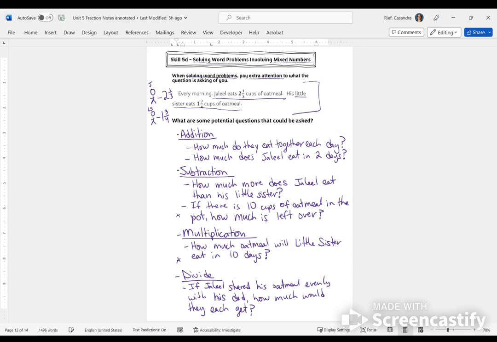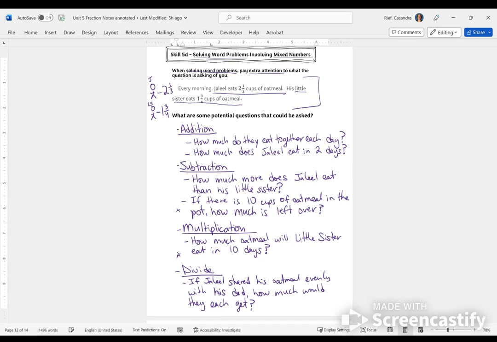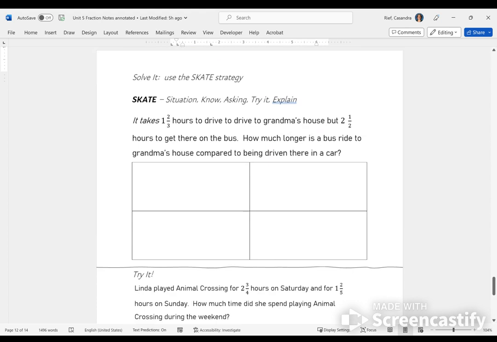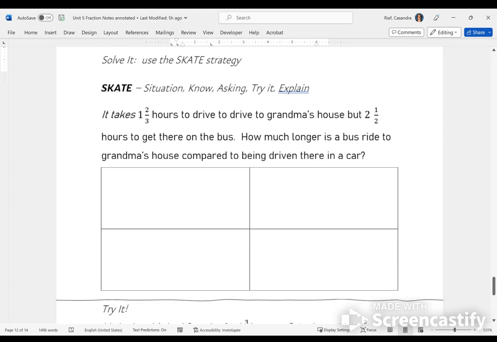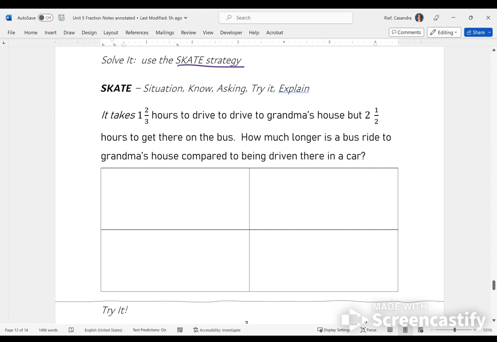The reason I bring this up is because it is crucial when you look at a story problem that you identify exactly what it is you're being asked to do. So let's take a look at an example, and to help make sure we don't miss the point of the problem, we are going to use the SCATE strategy. If you've been in my class, you should already have a notes page about SCATE, but if it's new to you, make sure you're paying attention to what it is and how you could use it. So here's the gist of the SCATE strategy. SCATE stands for situation, know, asking, try it, and explain.